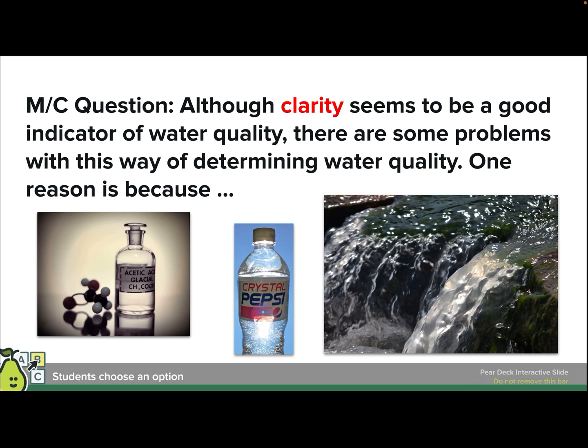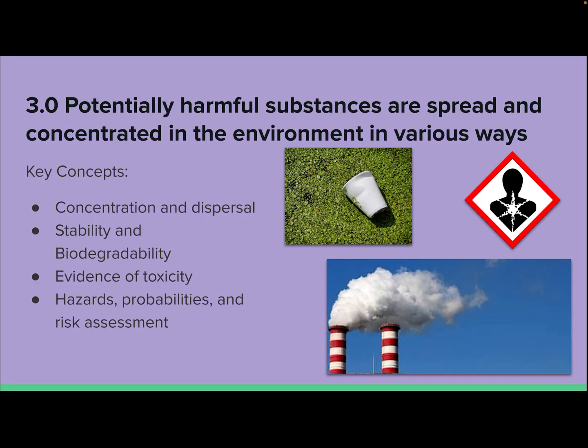Multiple choice question. Although clarity seems to be a good indicator of water quality, there are some problems with determining water quality this way. One reason is because clear water can still have harmful acid in it. We can't make the assumption that if it can't be seen, it's not there, because there are many things that hide. Acetic acid looks like water. Hydrogen peroxide is a very clear solution, but you drink it, you're going to die. So clearness is not an indicator of health.